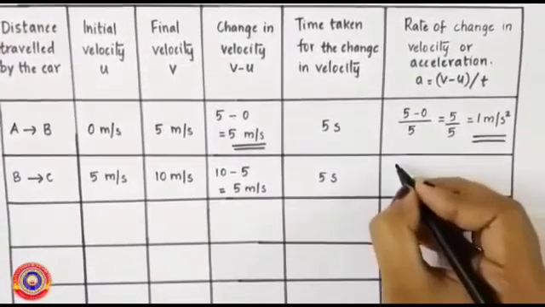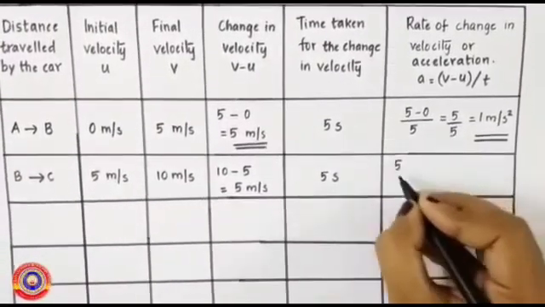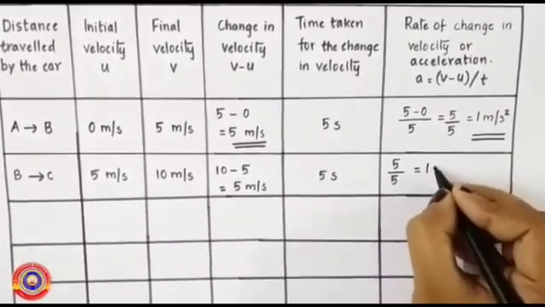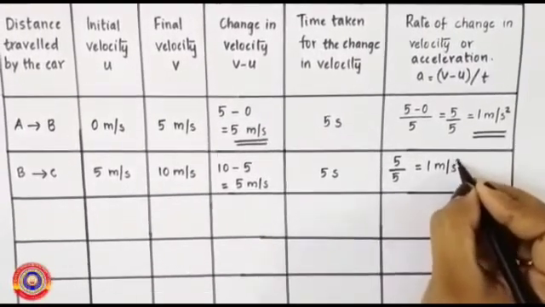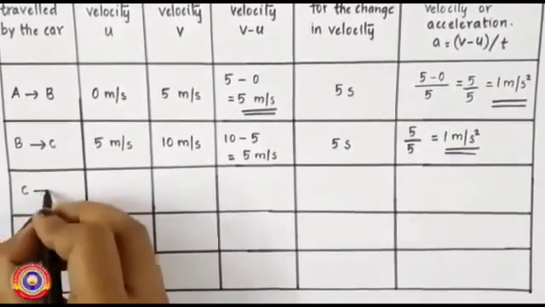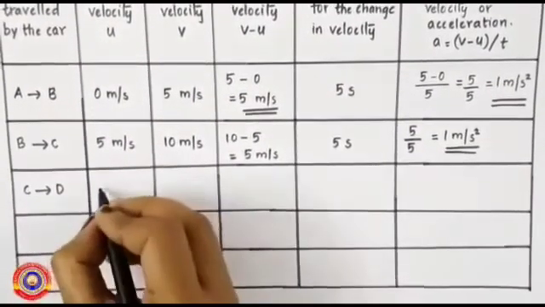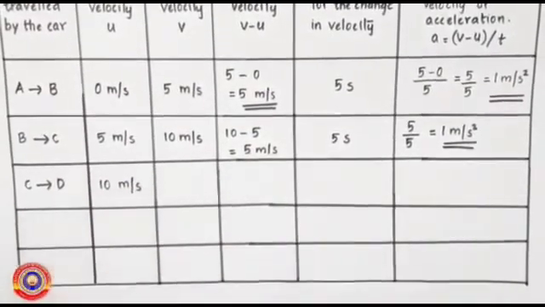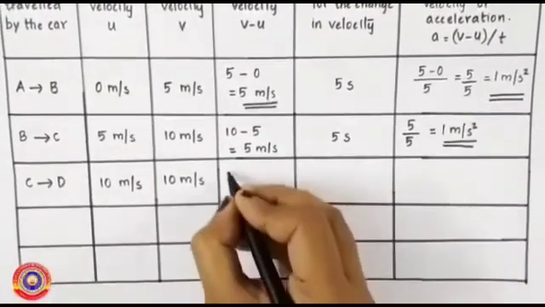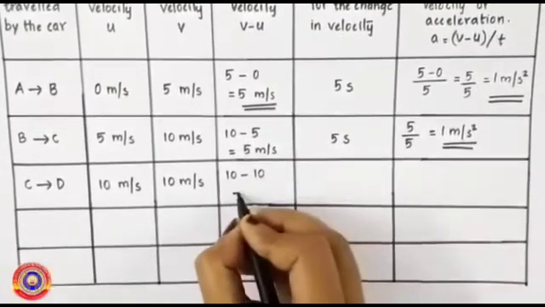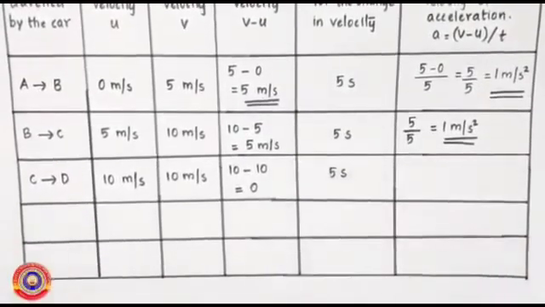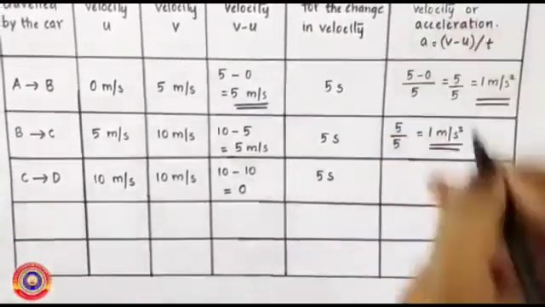So the rate of change in velocity equals v minus u divided by t. That is 5 meters per second divided by 5 seconds. That is equal to 1 meter per second square. The rate of change in velocity from C to D. Initial velocity 10 meters per second. Final velocity is also 10 meters per second. So there is no change in velocity. That means 10 minus 10 equal to 0. The time taken to reach from C to D is 5 seconds. So the rate of change in velocity equals 0.